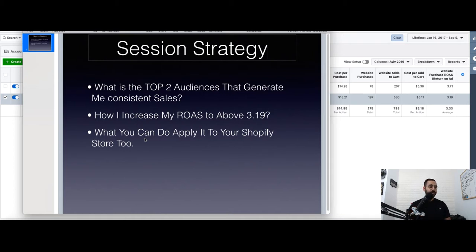So what you can do to apply to your Shopify store too is join Klaviyo. If you don't join Klaviyo today, you lose money. All right, you can find the link to join Klaviyo down below. I'm going to share it with you.